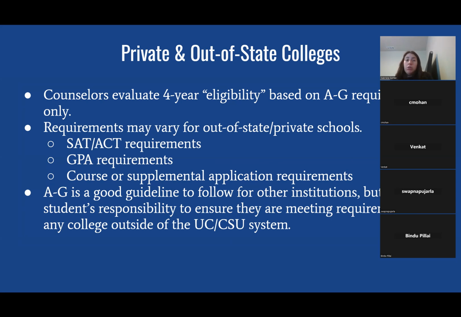So students are in charge of basically keeping track of all of this stuff when it comes to private or out-of-state colleges, because we just don't have all of the different information from all of these different schools. A to G is a pretty decent guideline to follow when we talk to students, but it's really the student's responsibility to ensure that they're meeting these requirements, just because, like I said, we don't keep track of every private out-of-state situation, so we focus mainly on UC and CSU.